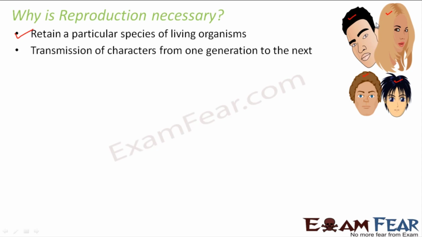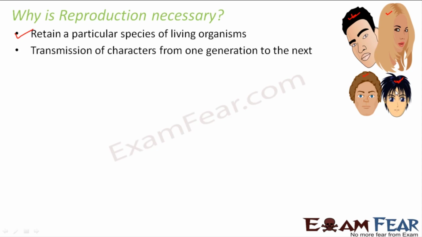And this inheritance happens because of reproduction. If there is no reproduction, there will be no inheritance. Right? So that means it is not only the species that is retained, certain characters are also retained. For example, in this case, this guy had black hair. Now, since this couple gave birth to children, this child also has black hair.